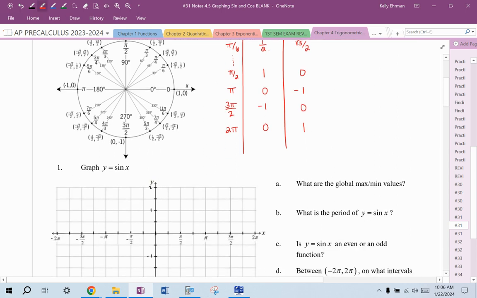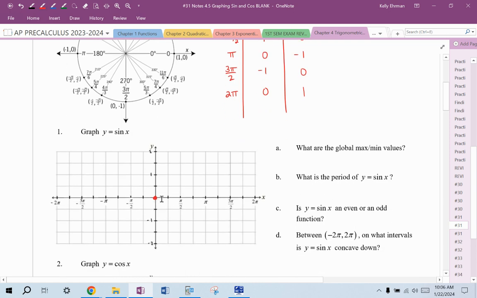That was 0, 0. And then look at where this is labeled already. We don't have a spot for pi over 6. This is pi over 2. This would be pi over 4, half of pi over 2. But at pi over 2, we hit 1. At pi, the coordinate is 0. At 3 pi over 2, -1. And at 2 pi, 0.